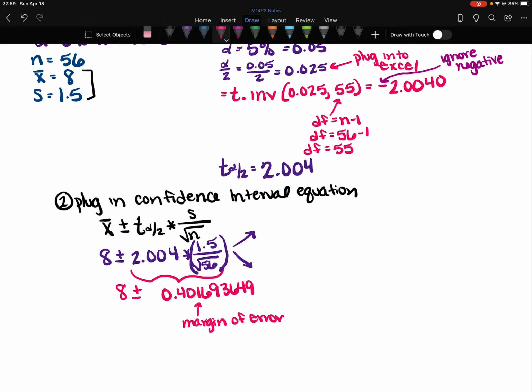So when I add to 8, I get my upper bound, which is 8.4017. And when I subtract, I get my lower bound of 7.5983.